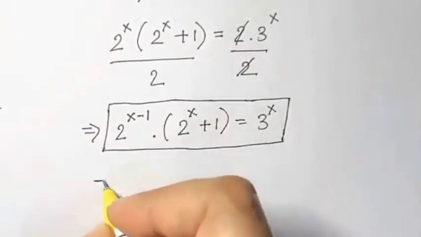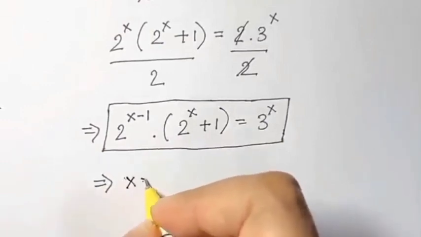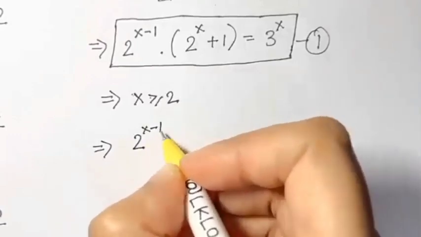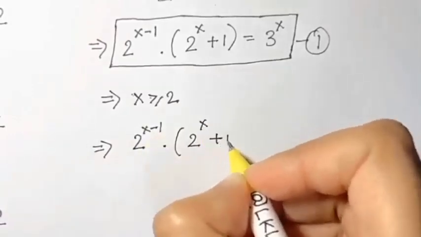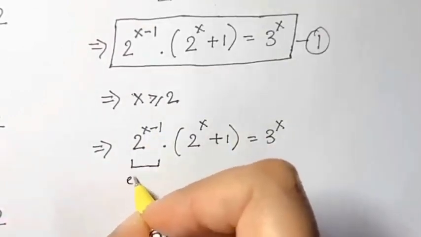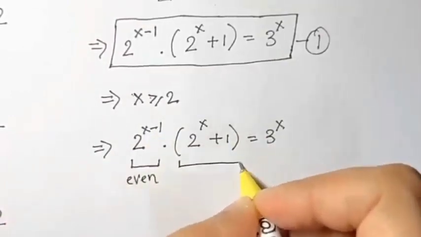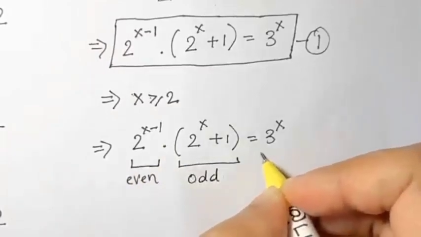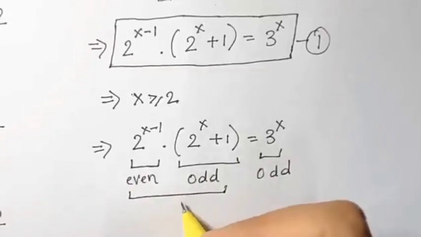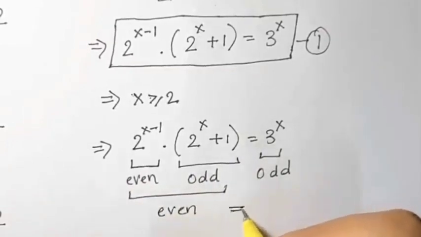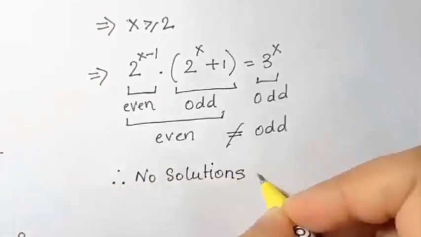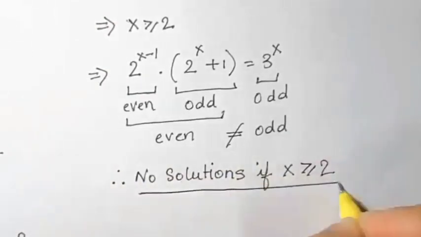Now let's say for x greater than or equal to 2, we have, from equation 1, 2^(x−1) times (2^x + 1) is equal to 3^x. That is our equation 1. Substitute x equal to 2 or greater than 2. We find that this term is even and this term is odd, and 3^x is odd. So even times odd is again even, and even is not equal to odd. Therefore, we don't have any solutions if x is greater than or equal to 2.